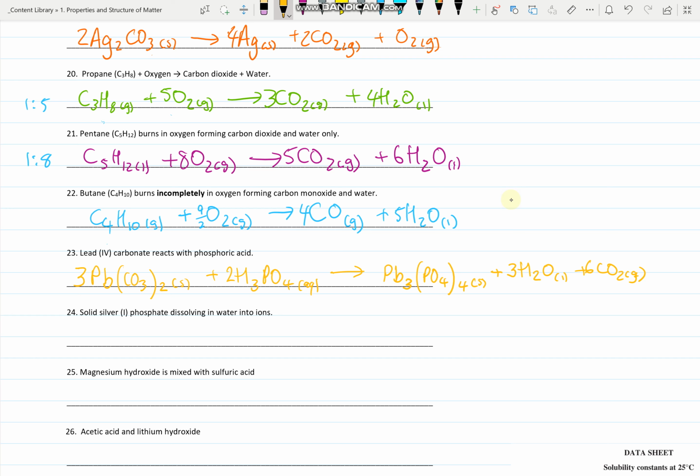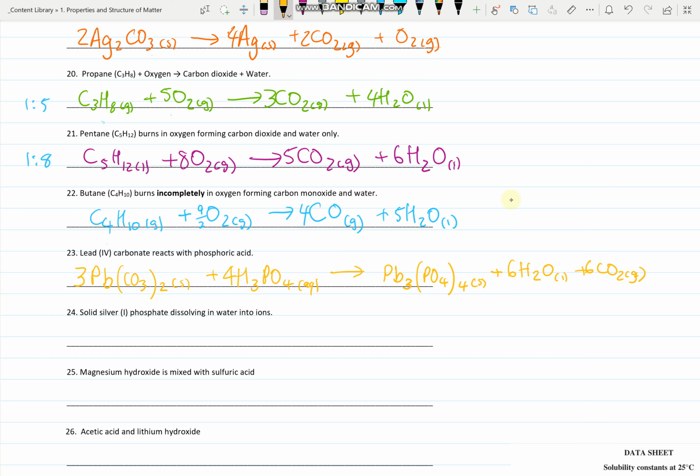Phosphates look out. 4 there. Maybe I should have started with phosphate. I go 4 on the phosphate, so the phosphates are balanced. What's that do to my hydrogens? I got 12 there, so I need 6 there. Okay, a lot going on. 3 leads, 3 leads, 6 carbons, 6 carbons, 6 oxygens.